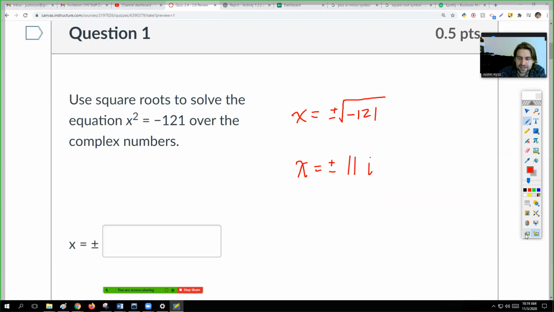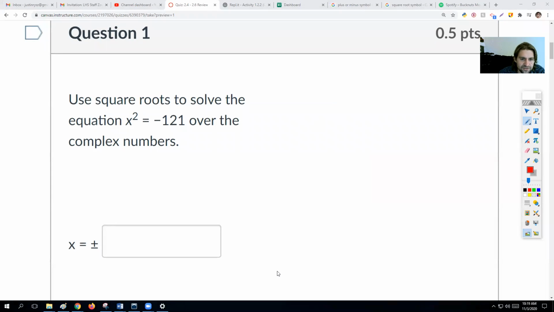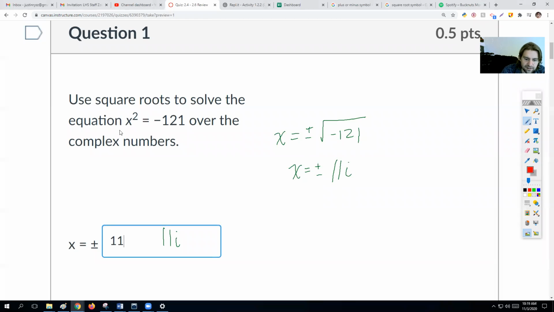So the answer should be plus or minus, you know what? I just realized you guys couldn't see that because I'm using that one. Let's try that again. Okay, if we wanted to solve this, we need to take the square root of negative 121. Anytime we take the square root of a negative, we get an i, an imaginary unit, and the square root of 121 is 11. So this would be plus or minus 11i. Let's see how well my answer key is.